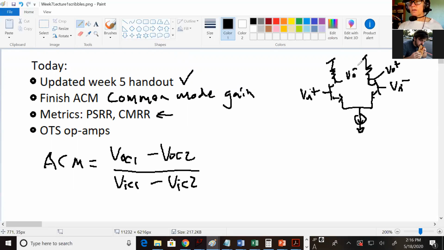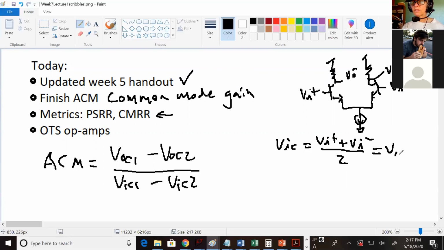And in lab, you tied V in plus equal to V in minus. And if you remember, VIC, that's just the average. So it's VI plus plus VI minus over 2. Okay. If you tie VI plus to VI minus, that means VI plus equals VI minus. And what's your average? VI plus. Yeah, it could be VI plus, which also equals VI minus. So you already have your average. If you just look at the value on the base, you already have your value for VIC.